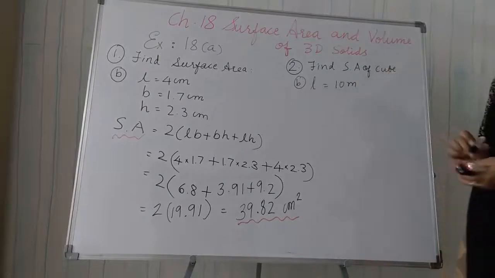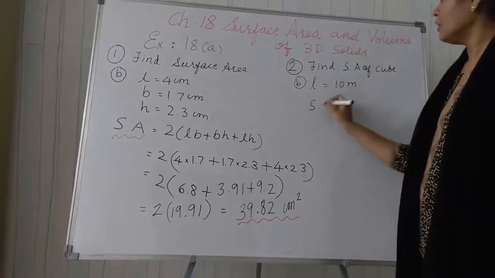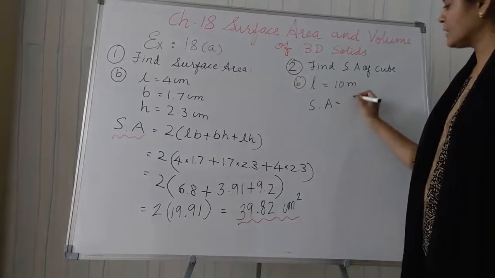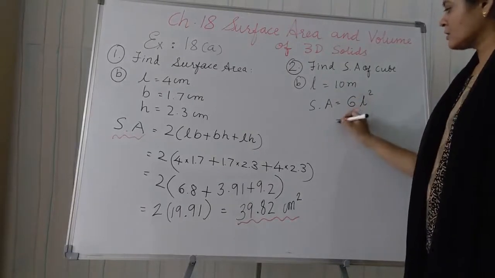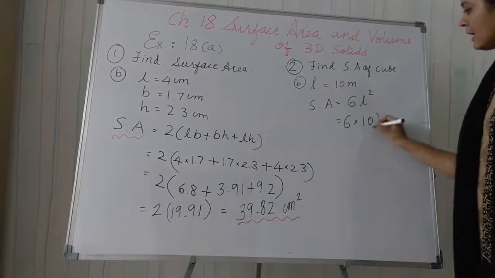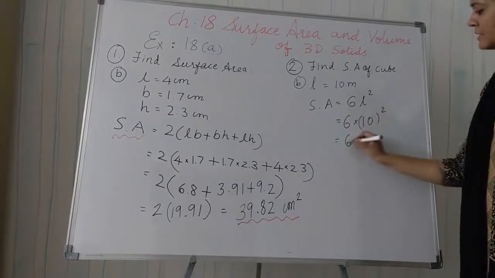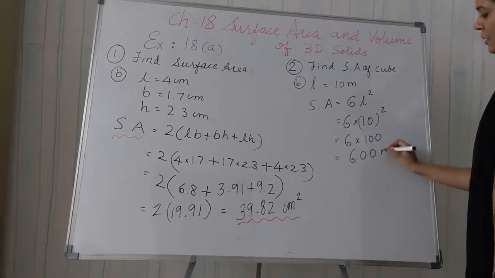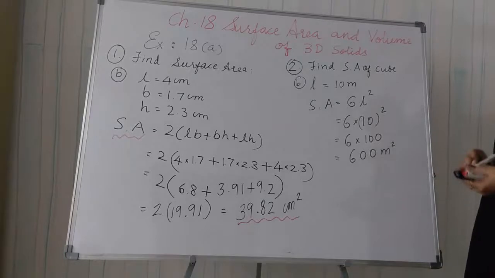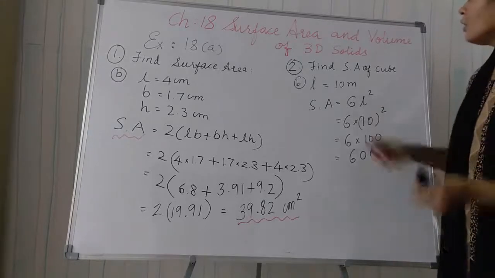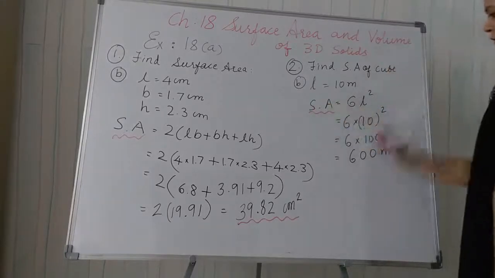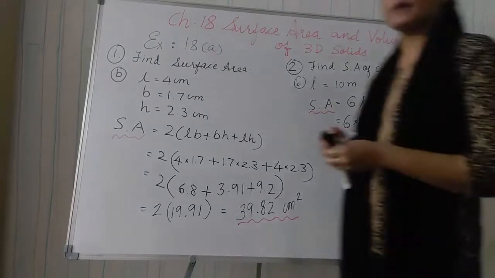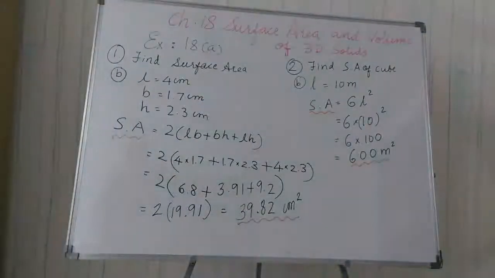So now surface area, as you know for a cube, just now I have explained, it is 6L square. So here 6 multiply 10 square. So it becomes 6 multiply 100. So it means it is 600 meters square. So this is our final answer, students, for question number 2, surface area of cube as 600 meters square. The A part you can solve using the same formula and same method.